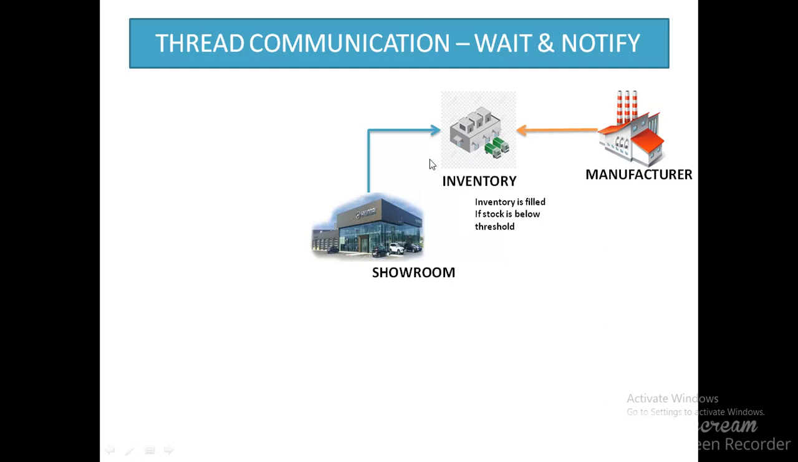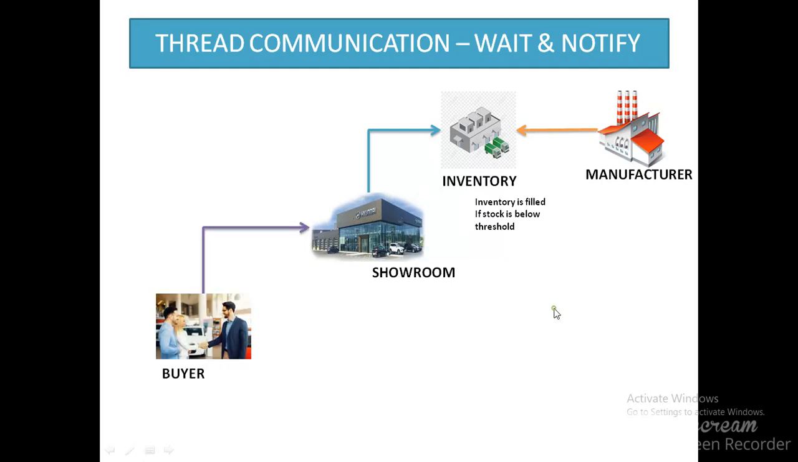Usually, it checks the inventory before it places an order on behalf of the buyer. Right. So once the buyer is trying to buy an item, the showroom will try to check the inventory, and if there are any goods, then it places the order. If there are no goods, then it will wait for the manufacturer to fill the inventory. Then only it will be able to place the order for the buyer.